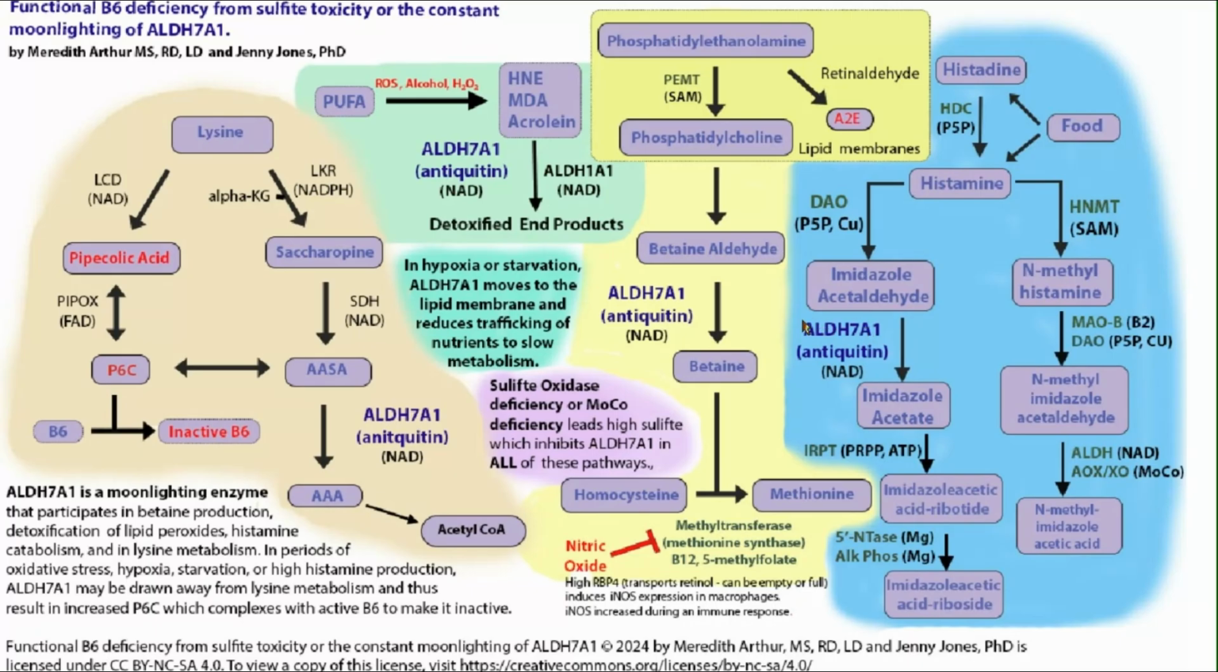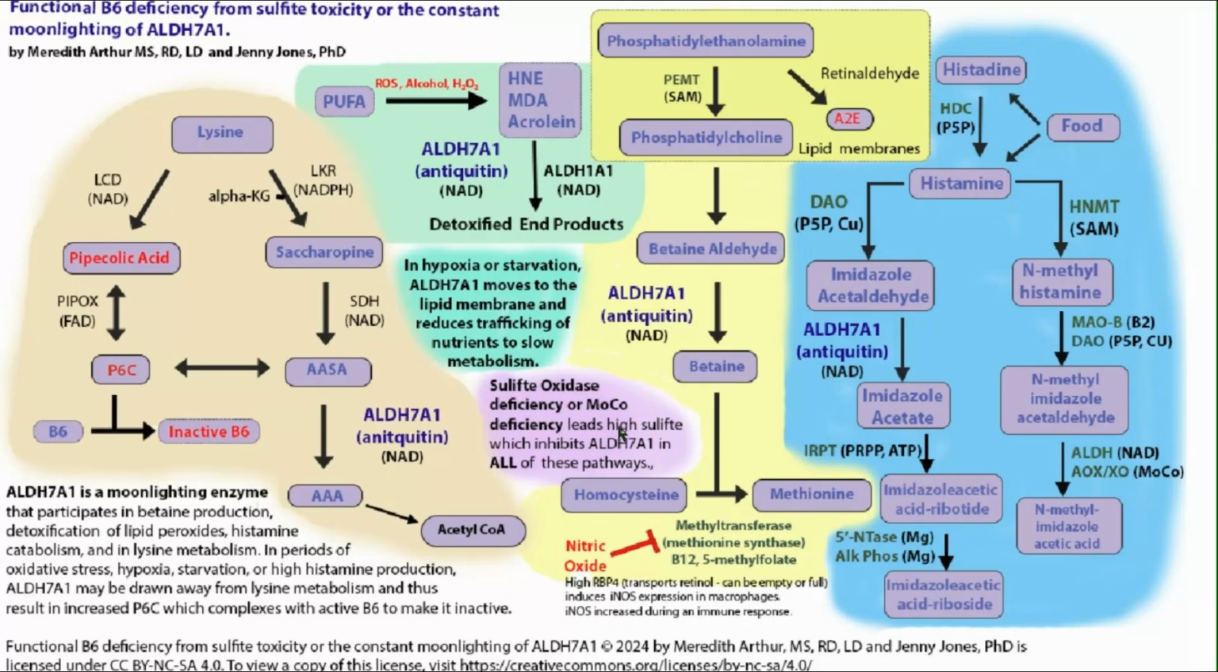Sulfite can also inhibit this ALDH7A1 here. I think that there are more ALDH enzymes that can deal with the, I can't say that one, imidazole acetaldehyde. That's part of the histamine pathway. So it's possible that it's another one, but it could be contributing to excess histamine having to go through HNMT, and that requires SAM.